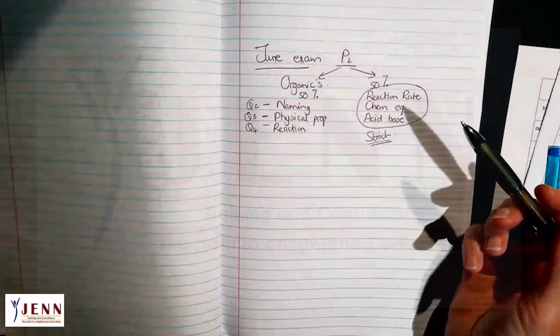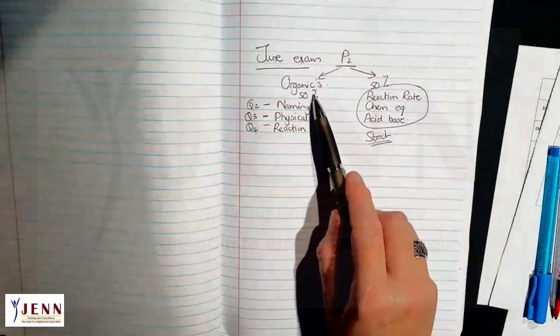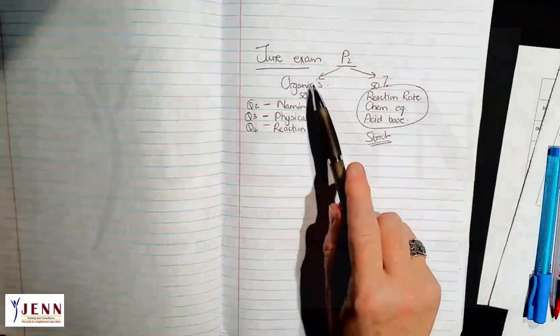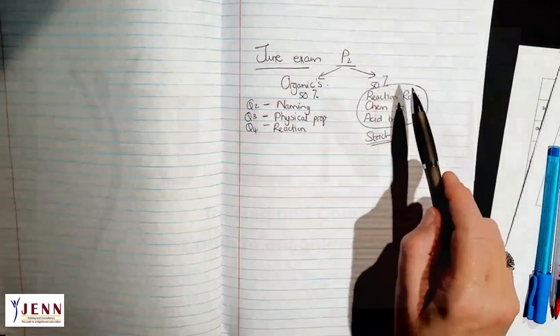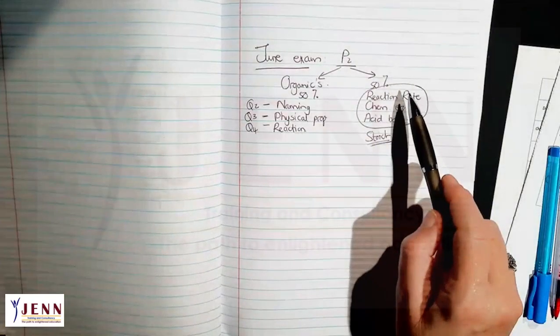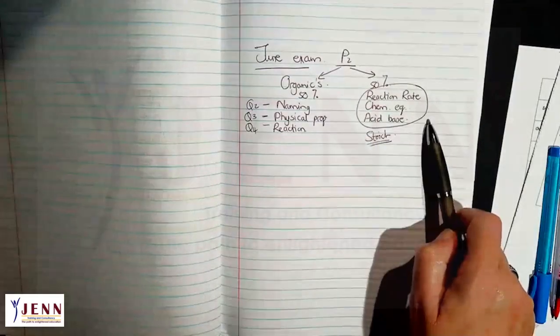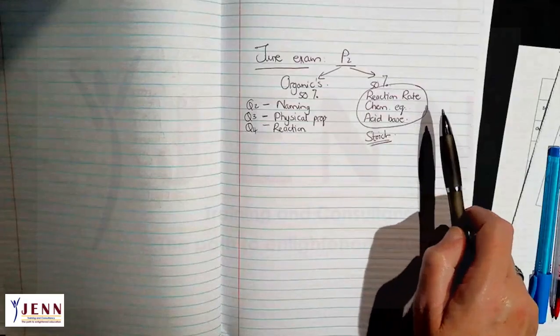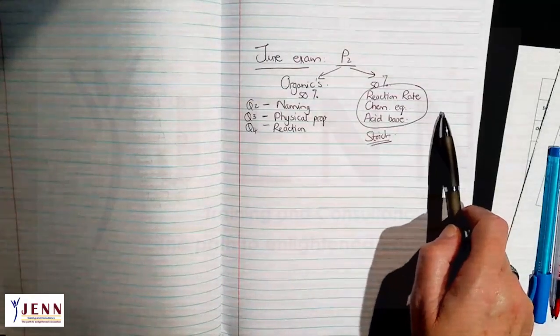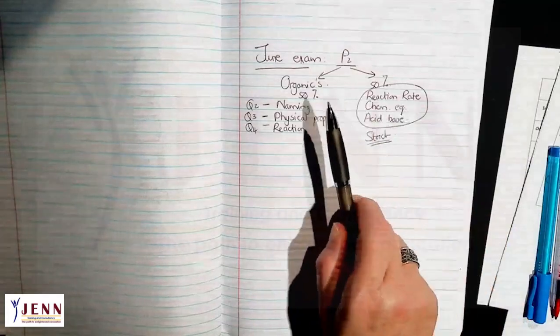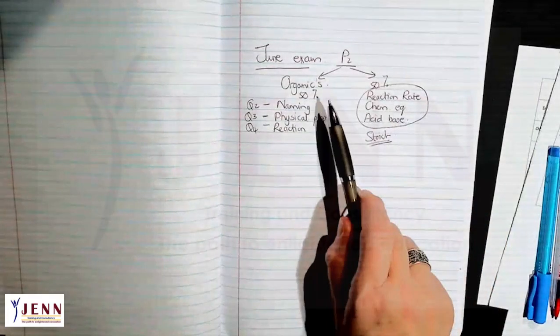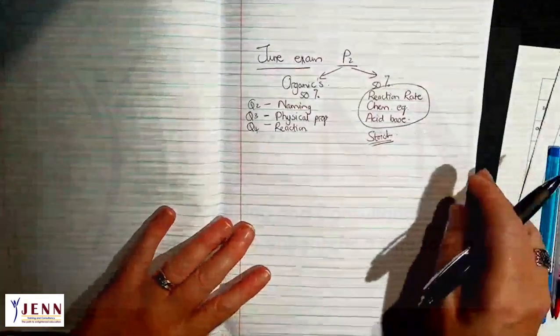When we get to September, you will see then it will be 33% organics, 33% reaction rate and chemical equilibrium, and then acid and base and your redox reactions will be the other 33%. But because we haven't done all the work yet, we're going to divide it in 50-50 this time.